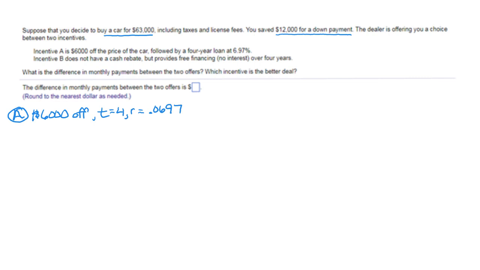All right, so the one thing we need to find whenever you're finding a monthly payment is the principal. How much will our loan be? So we're going to call that P. What we do know is that we have the price of the vehicle, $63,000. You are going to put a down payment of $12,000. So we're going to subtract $12,000. And the dealership is giving you $6,000 off the price of the car. So we're going to subtract another $6,000 here. And that is going to give us a total loan amount of $45,000.